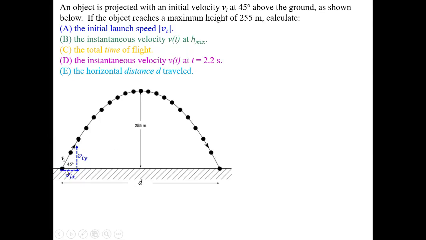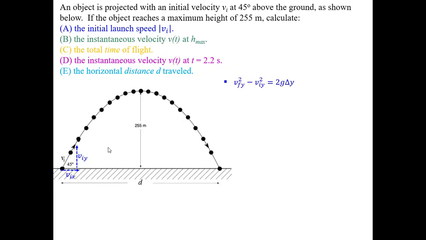For this particular diagram, I don't know what VI is. I know that I can find it though using the information in the y direction, because if you look at the diagram, the only information here is this 255 meters in the vertical direction. So delta y here from start to peak is 255 meters. And so I can just go ahead and do this.